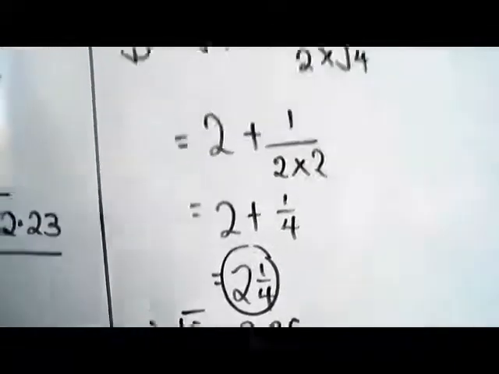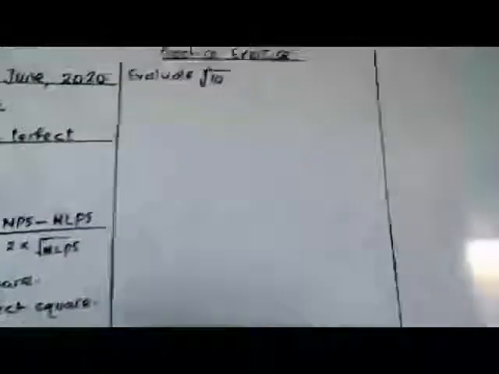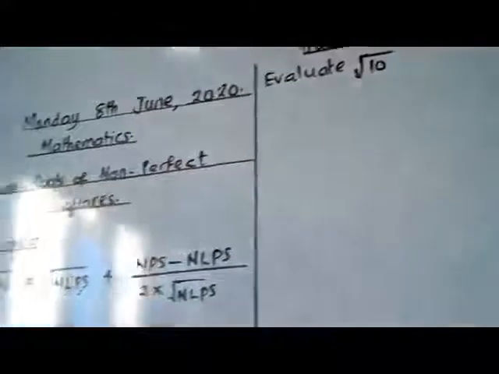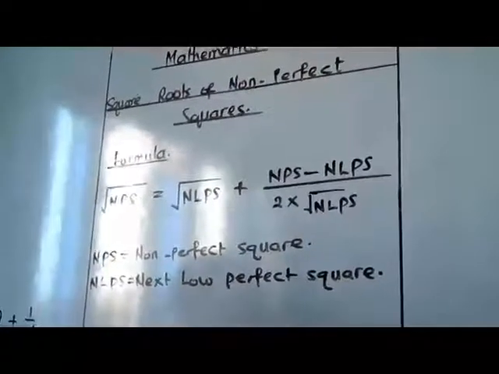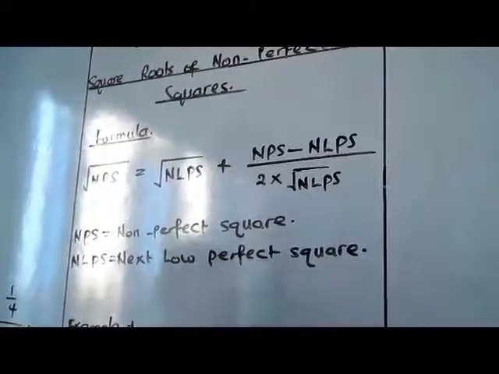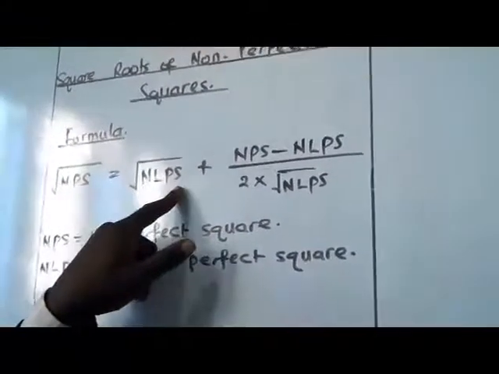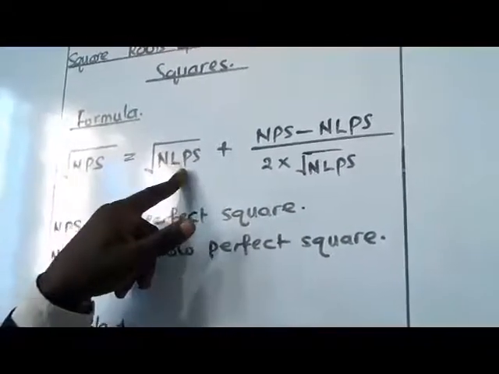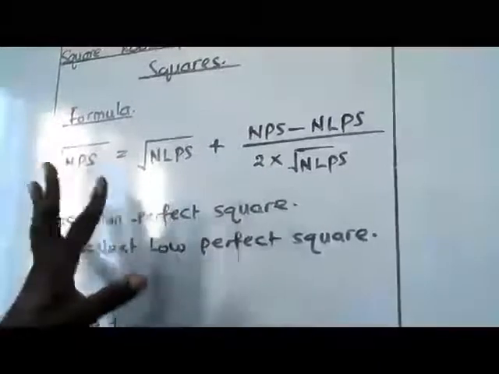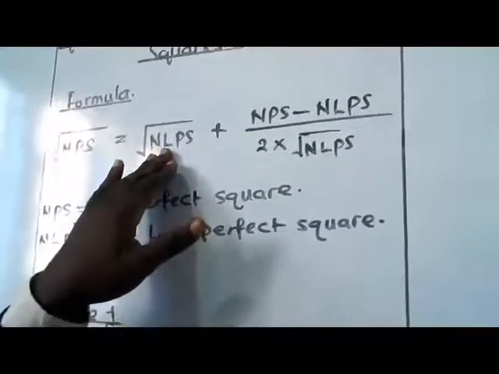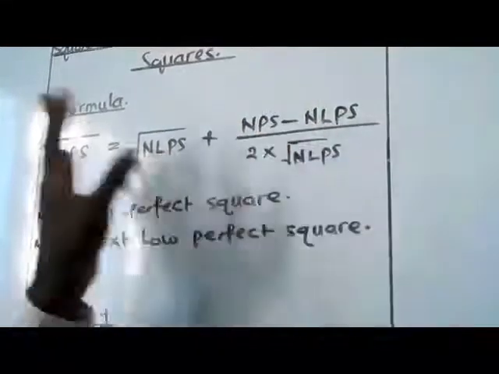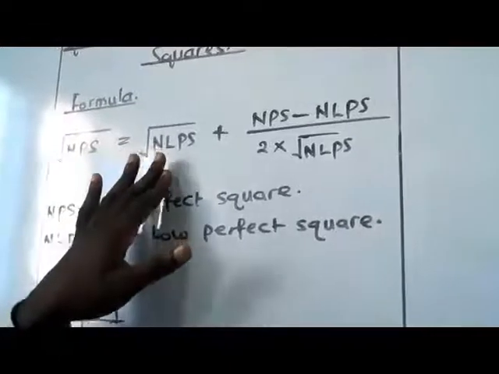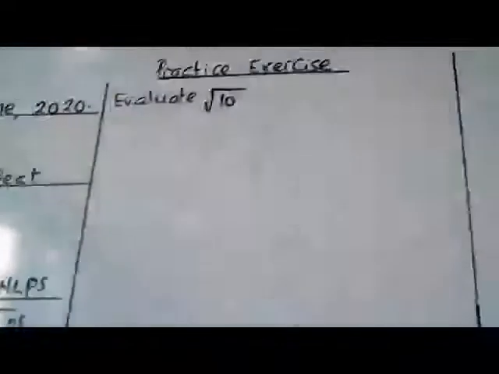Now we have a worked example, a practice exercise, which we are going to do together. I want us to follow. Don't forget our acronyms. What did I say NPS represents? Alright, I think we are saying it rightly. That's non-perfect square. I hope you can still recall that. Now, what did I call NLPS? Okay, that's very correct. That is next lower perfect square. So these are the only two things I need. If you look at what I've done here, the bulk of what you are seeing is made up of two things: the non-perfect square and the next lower perfect square. So now let's look at these examples as we solve together.